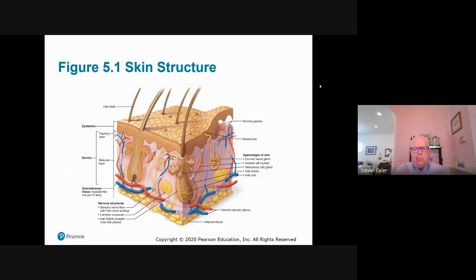And you're probably going to see this in your lab. This is the skin structure itself. As you can see, here is the epidermis, with multiple layers, I might add, which we will talk about. And then you have the dermis, and we'll talk about the structures that are in the dermis also.